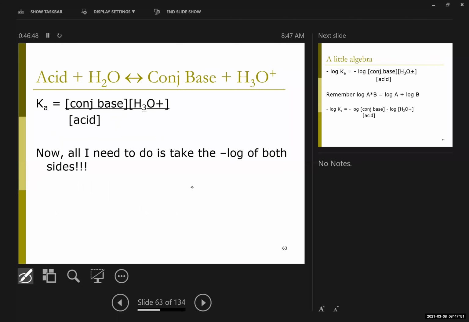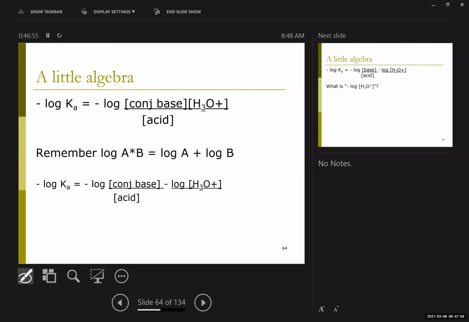If I take the negative log of my Ka equation, I'm going to get negative log of the Ka on one side, and as you may recall, we talked about it briefly last week, the log of a product is the sum of the logs. If I do that, I get this little expression, and one of our other factoids from last week is that the negative log of anything is generally referred to as the P of anything.